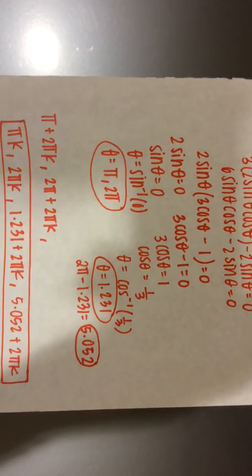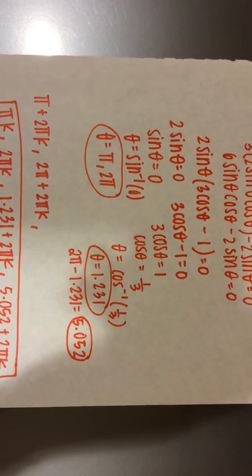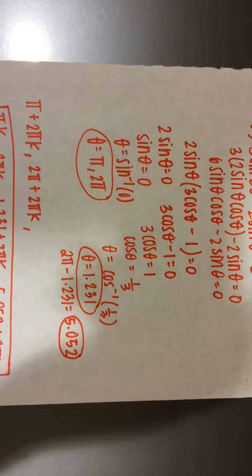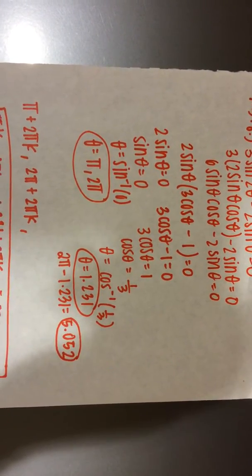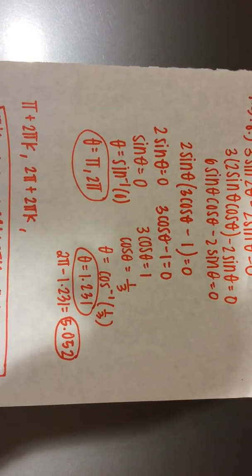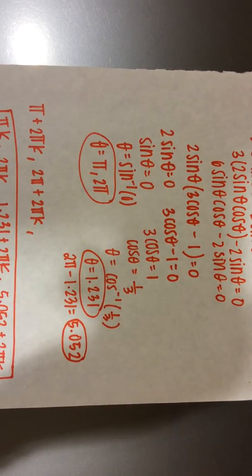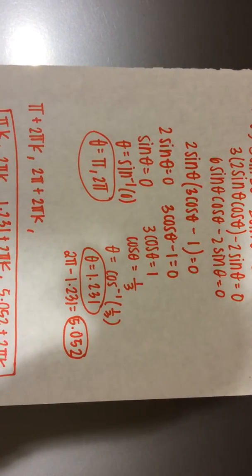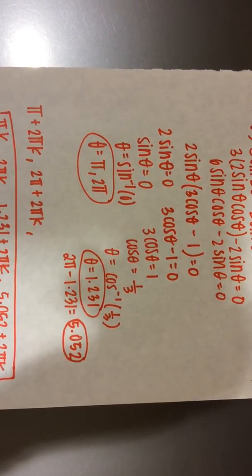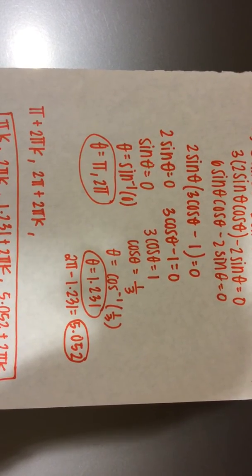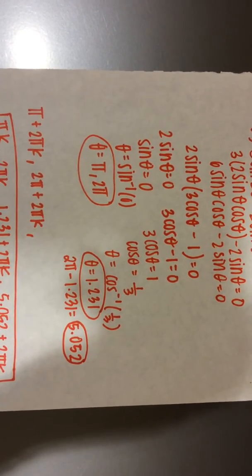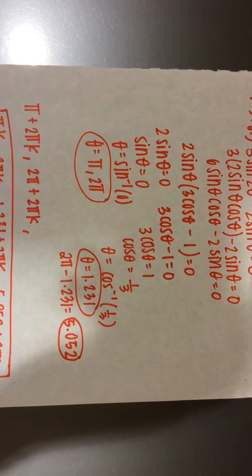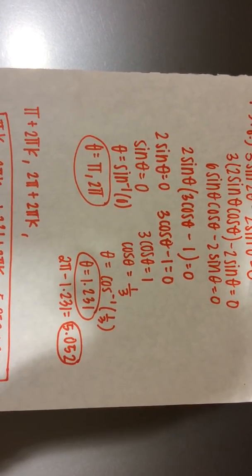And then for the other equation, we have 3 cosine theta minus 1 equals 0, and we're going to isolate theta again. So we add 1 to both sides, and you're left with 3 cosine theta equals 1. Then we divide both sides by 3, and we're left with cosine theta equals 1 over 3. Then we take the inverse cosine of 1 over 3 to get theta, and we get 1.231. Then we subtract, 2 pi minus 1.231, to get our other angle, 5.052.